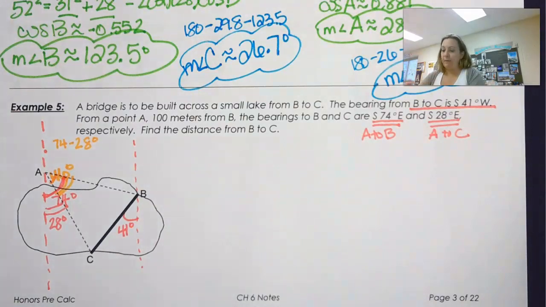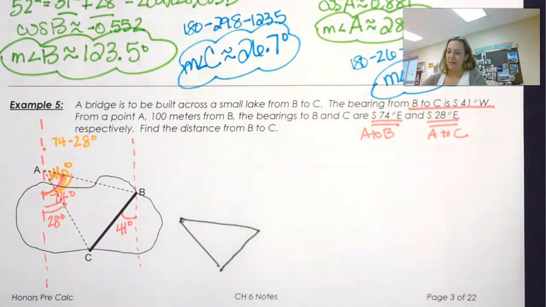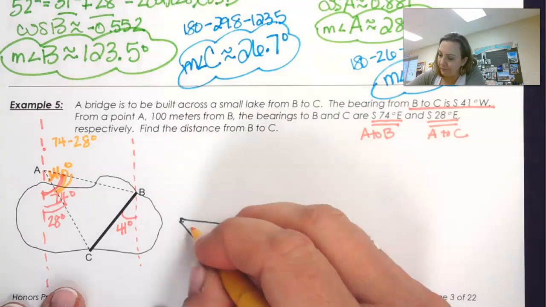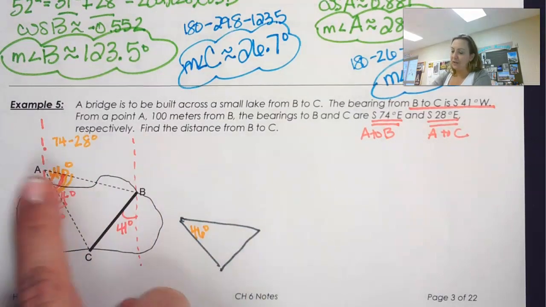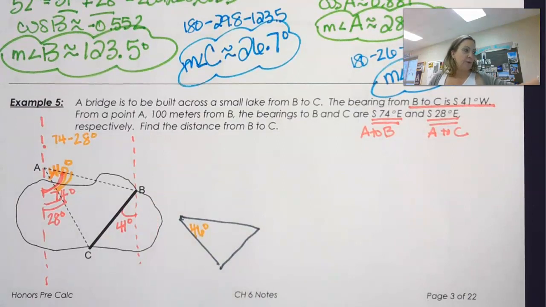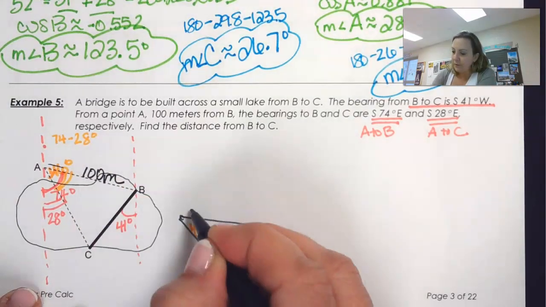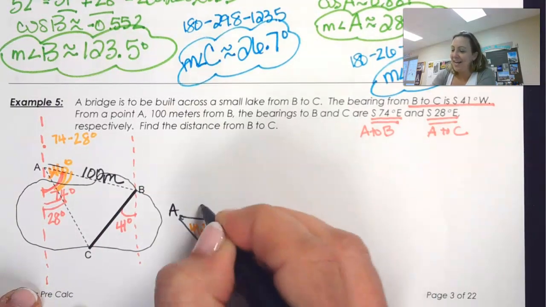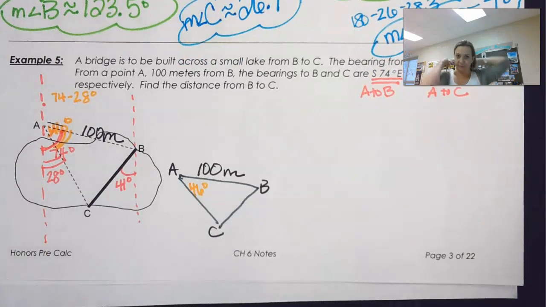And maybe what we want to do is draw a different triangle here that's not quite as messy. And here we know that this is, again, 46 degrees. And then the other thing is that it says point A is 100 meters from point B. So we do know that this distance from here to here is going to be 100 meters. So maybe I should label these sides or these angles. So that's going to be 100 meters as well. Okay, so let's see what else we could do.